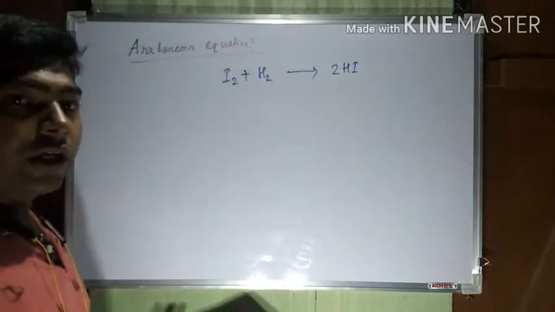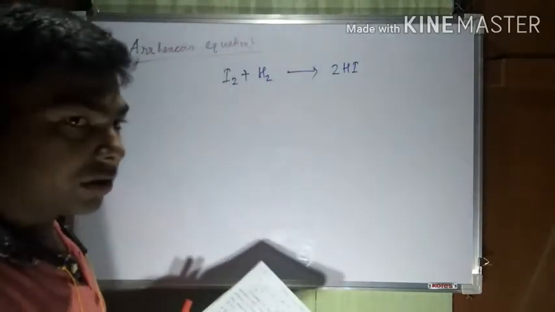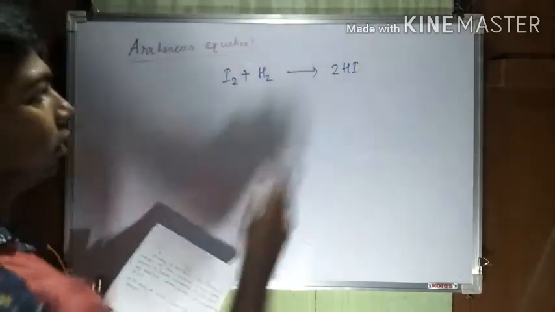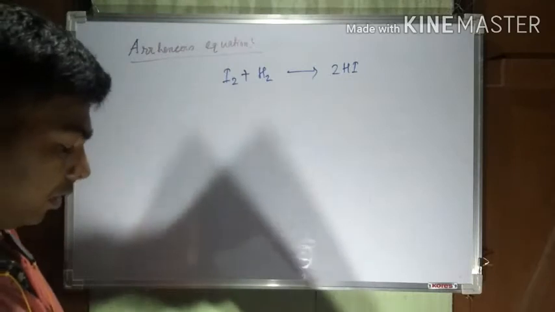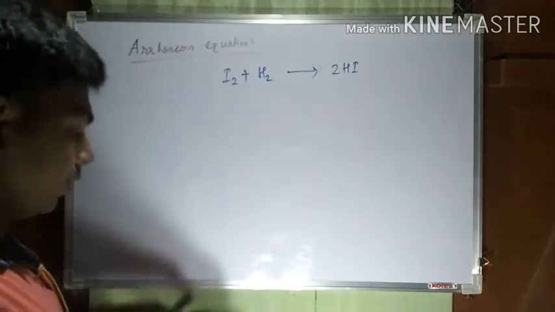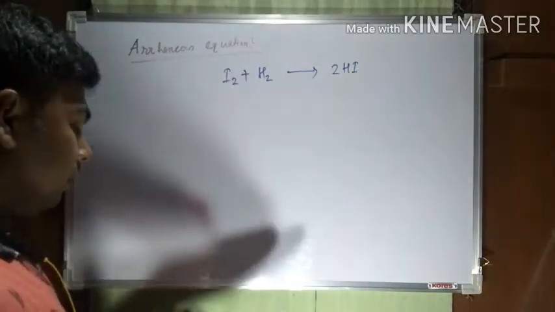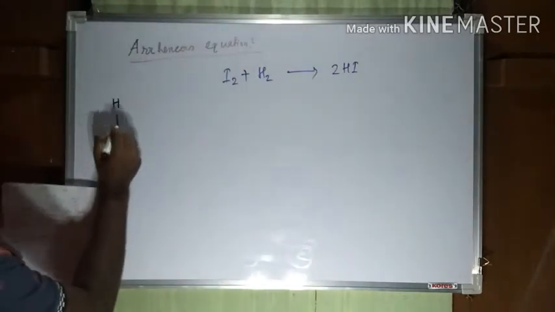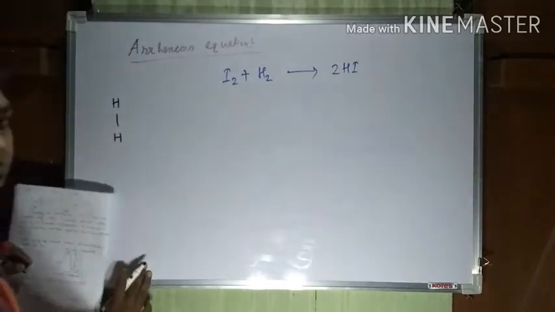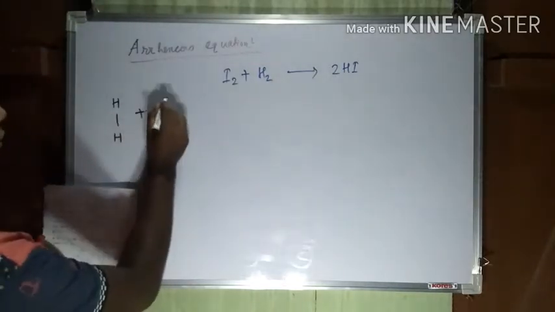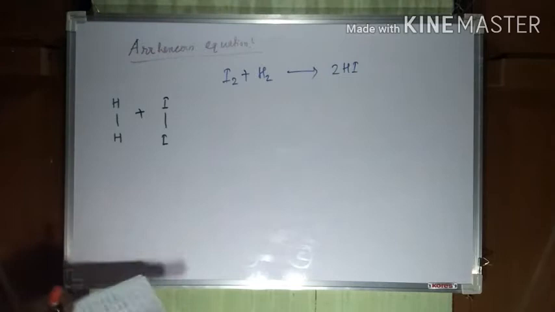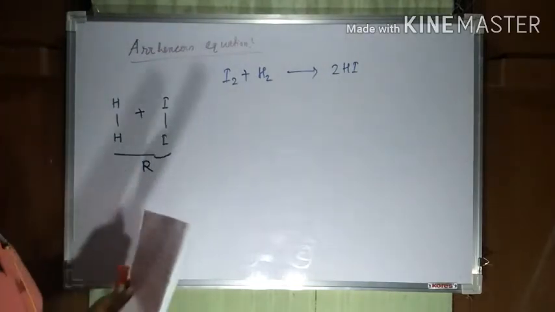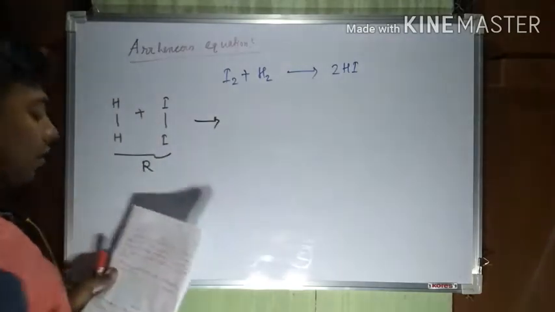Now, if we look at the mechanism of the reaction, that means how the reaction is performed or what steps are involved in it. The mechanism is as follows. This one is hydrogen, this one also hydrogen. Next, iodine and also iodine. When they react, these are the reactants.